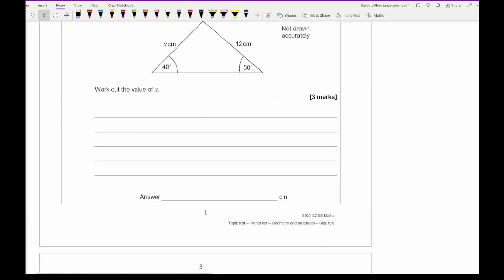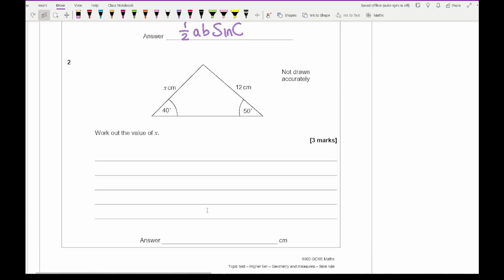Moving on to question 2, it says work out the value of x. This is more of a traditional sine rule question where I've got two angles, two sides, and one of them is x. That's why I know this is going to be a sine rule rather than the cosine rule, because with the cosine rule I've got three sides and an angle. I don't know what the third side is and I don't need to find it, so it's not a cosine rule question.